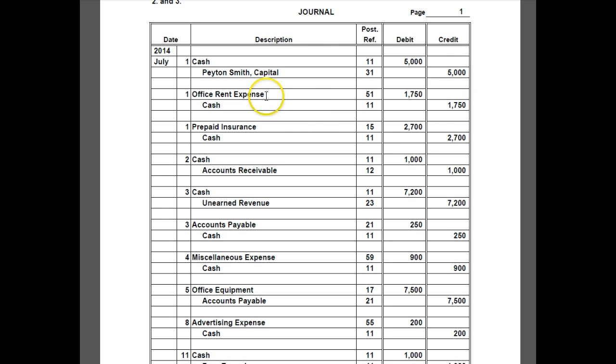The next one is that she has paid rent expense. So the rent expense gets debited and the cash gets credited. We're taking cash and paying for it, and we're creating a debit or an expense account.